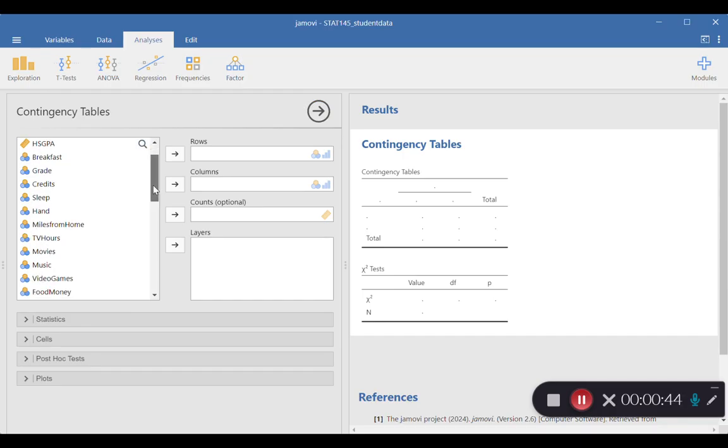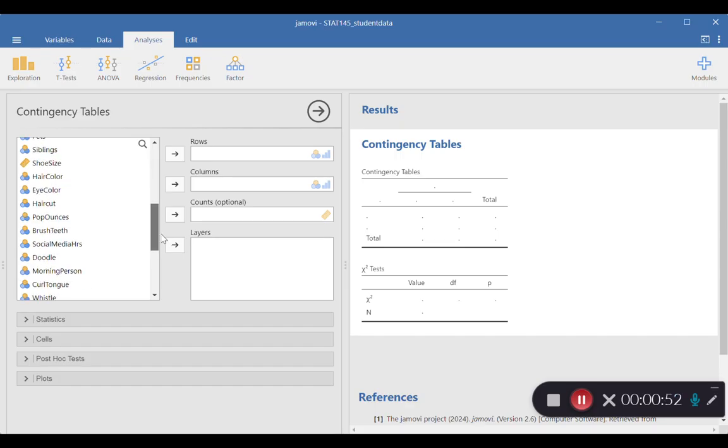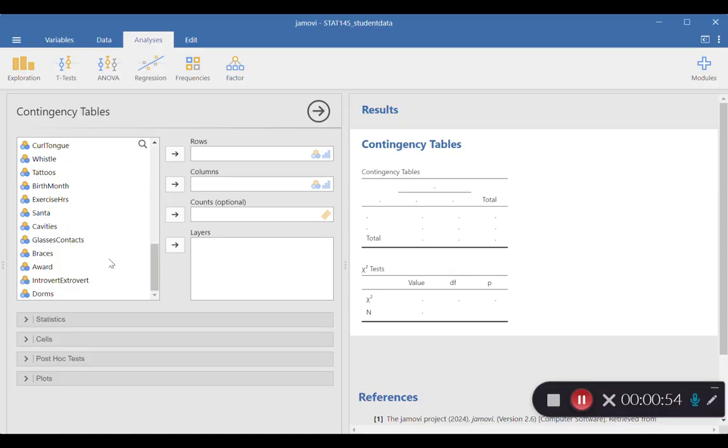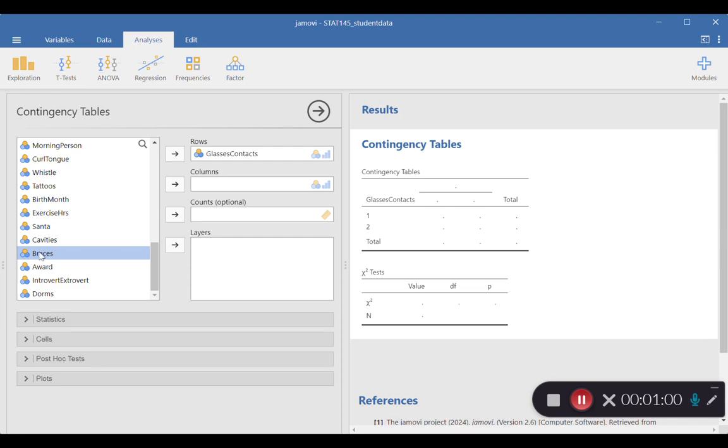For this demonstration, I'm going to look at braces, which is a variable of yes or no. Has the student had braces in the past? And then glasses contacts, which is another yes or no. Does the student wear glasses or contacts? So glasses contacts I'll put as rows. Braces we'll put as columns.